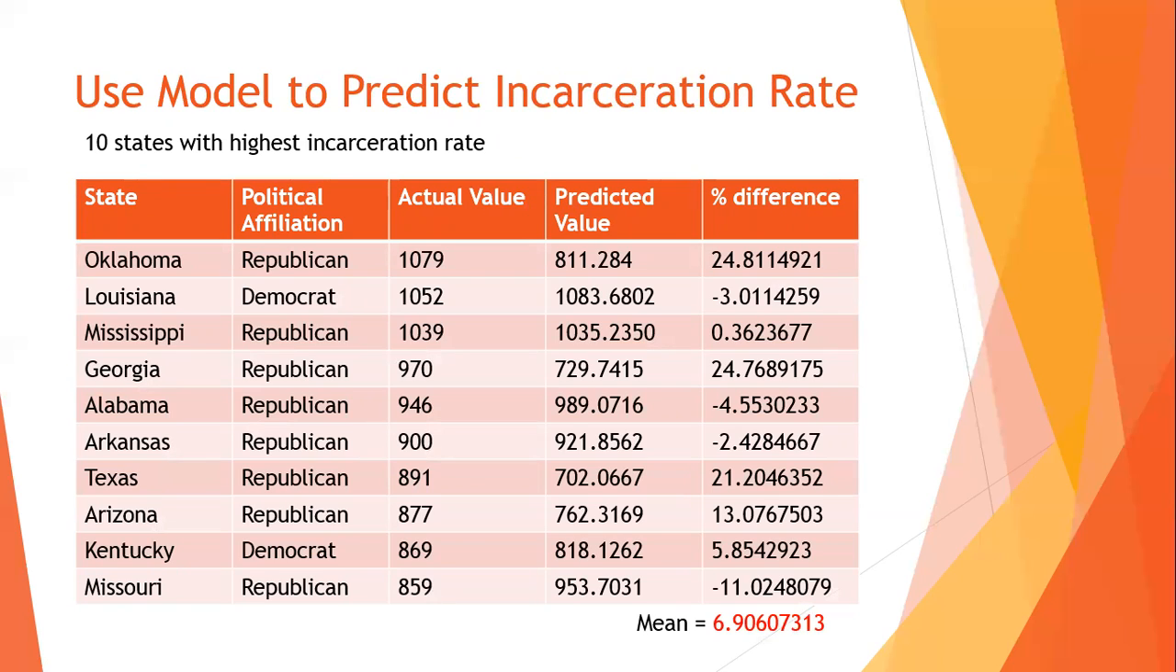So I wanted to see if this model was a good fit for the states with the highest and lowest incarceration rates. So here's some data for the 10 states with the highest incarceration rate. And I calculated the percent difference between the actual value and the predicted value of the incarceration rate. And here we can see that the percent difference is either a larger positive value or a smaller negative value, and you get a mean percent difference of about 6.9%.